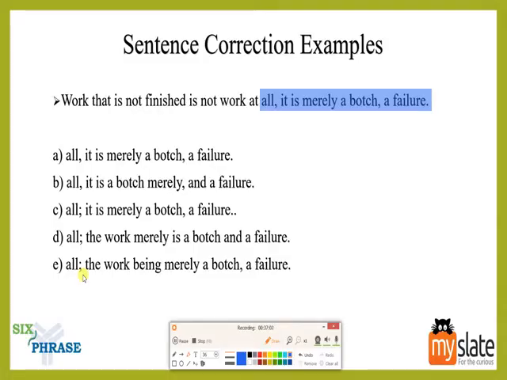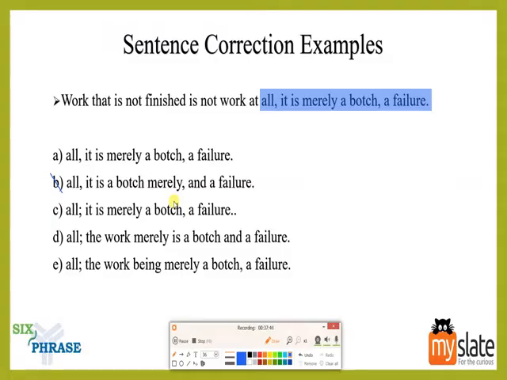So here it is our logic, and a little bit of grammar. Okay, what are all the things that are possible? "All, it is merely a botch and a failure." Fine. "All comma, it is a botch merely and a failure." So what do you mean by a botch? A botch is something they did to actually make it fail. They are repeating it here, and "botch merely" does not work that way. "It is merely a botch" is the only thing that is right. Something that they did wrong is merely, that does not work.